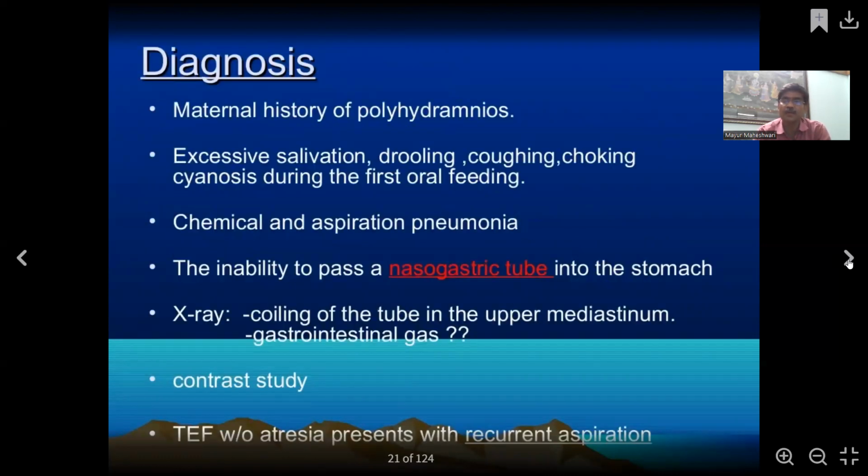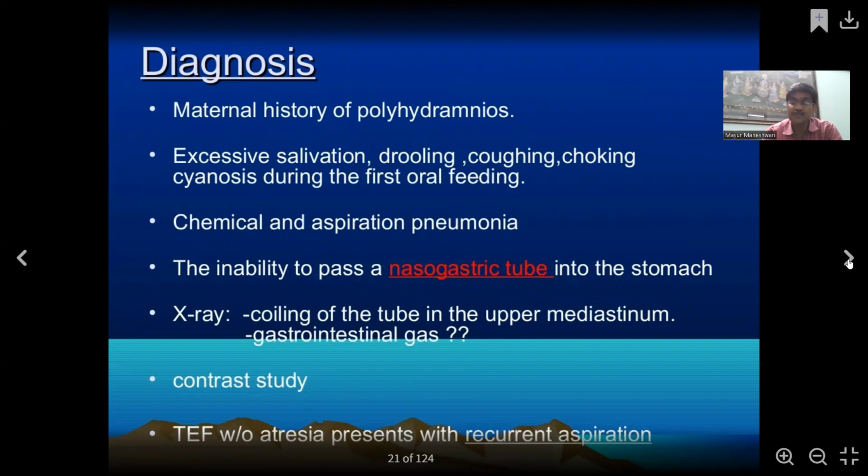Diagnosis, you can do antenatally also. You can have some signs antenatally. The maternal history of polyhydramnios may be there. There is excessive salivation, drooling, coughing, choking, cyanosis during the first oral feeding. So you get an idea during the first feed itself.